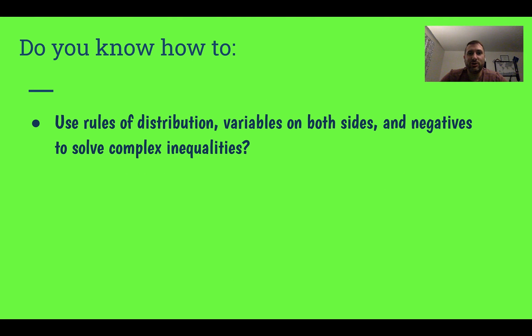After this lesson, do you now know how to use the rules for distribution, variables on both sides, and our negatives to solve complex inequalities? If you're not sure how to do some things, go back and look at the different examples and see how these pieces help us to solve inequalities to help further your understanding of this concept. And that's the end of lesson 2 on solving complex inequalities and graphing their solutions.